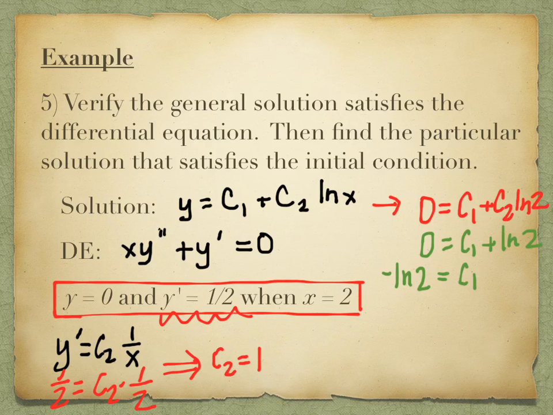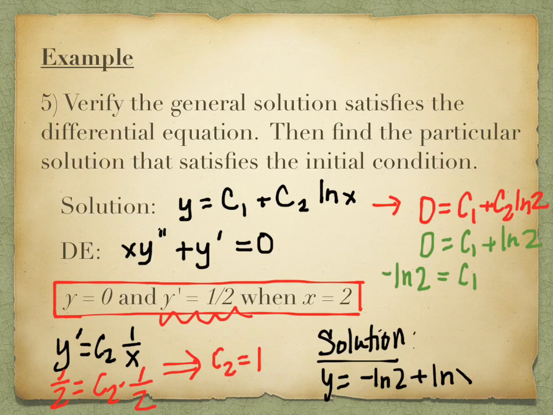So the solution that we have now found, though we haven't verified it yet, is y equals c1, which is negative natural log of 2, plus c2, which is 1, ln of x. You can leave it like this. That's fine. How else could you write this?